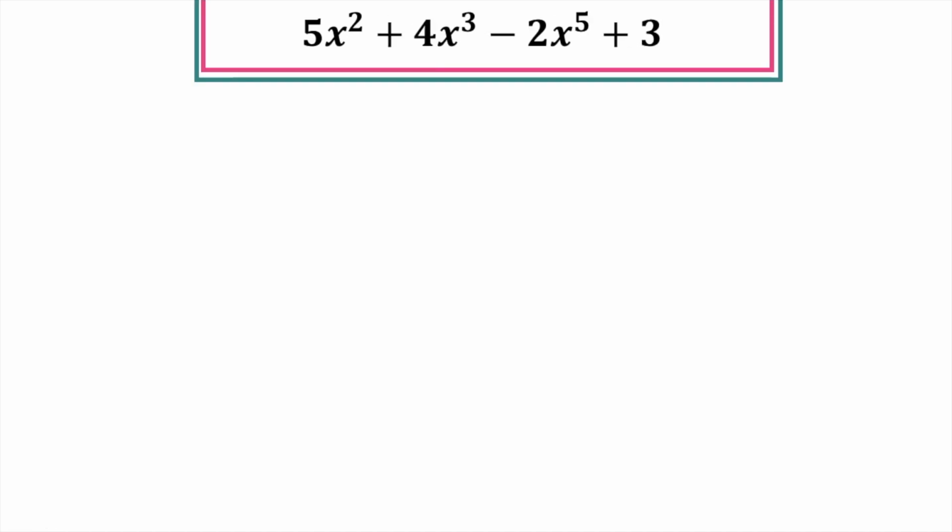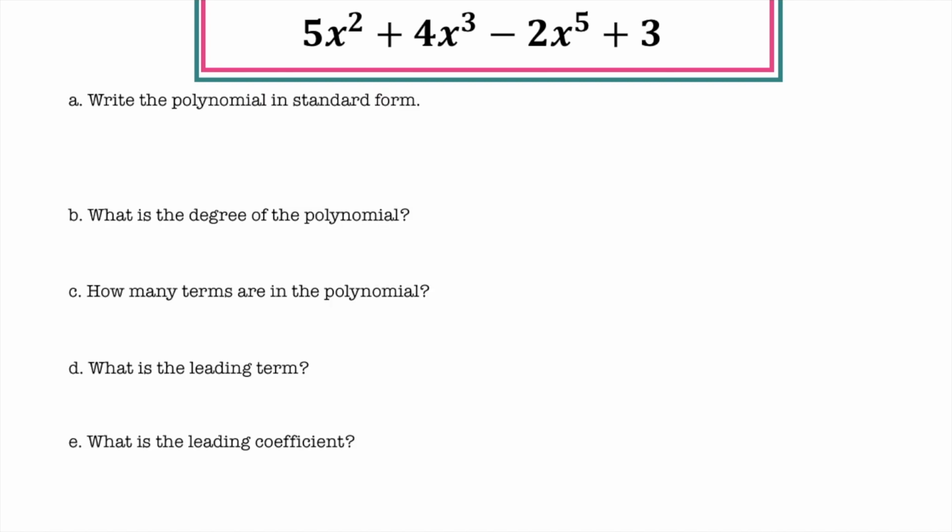And now we're going to move on to the last section. You're going to answer the following for the given polynomials. When you're given 5x squared plus 4x to the third minus 2x to the fifth plus 3, the first thing you want to do is put it into standard form. So we need to first find the highest exponent. And the highest exponent is that x to the 5th degree. So that goes in front.